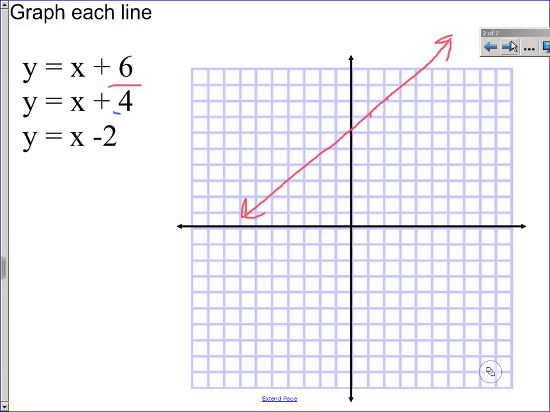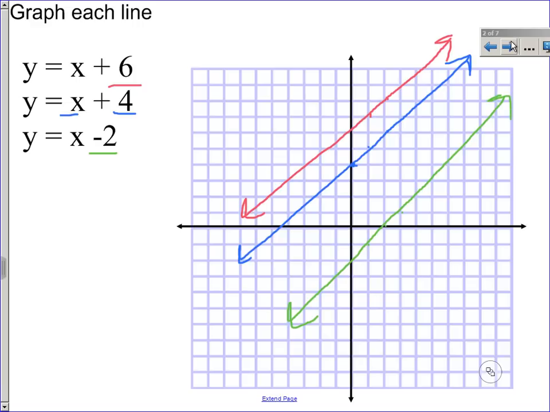My next equation has my starting point at 4, 1, 2, 3, 4, and it looks like I have the same slope, rise 1, run 1, rise 1, run 1, and I can connect my points. And my last equation has my starting point of negative 2, and my slope is 1 over 1, so I'm rising 1 and I'm running 1. And I draw my line and connect my points.